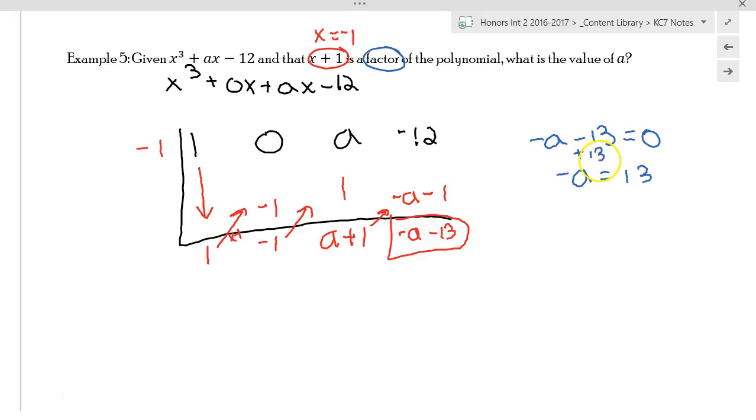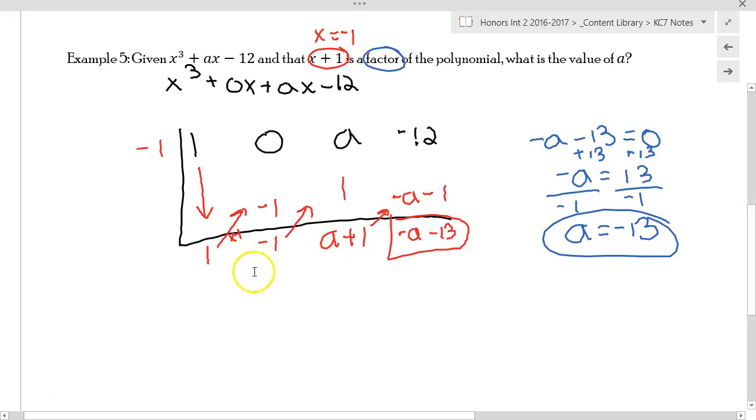So negative a equals 13, if I add 13 to both sides. I don't want to know what negative a is. I want to know what a is. So I'm going to divide by negative 1 to get rid of that negative sign. So a equals negative 13. And that's it. So your factor theorem and your remainder theorem really is just using what we already know about division to find the remainder. All right, I will see you guys tomorrow.